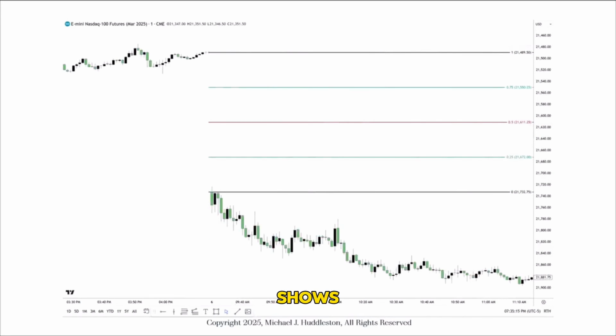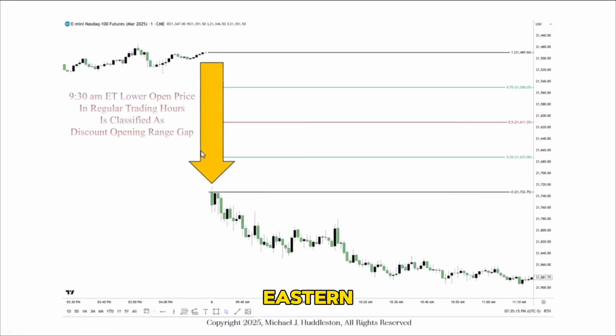Obviously, when the market shows a lower gap opening using the same parameters at 4:14 p.m. and we open down at 9:30 Eastern time the following day, again using regular trading hours, this lower gap opening, if that lower opening price in regular trading hours is appearing, then that is classified as a discount opening range gap.